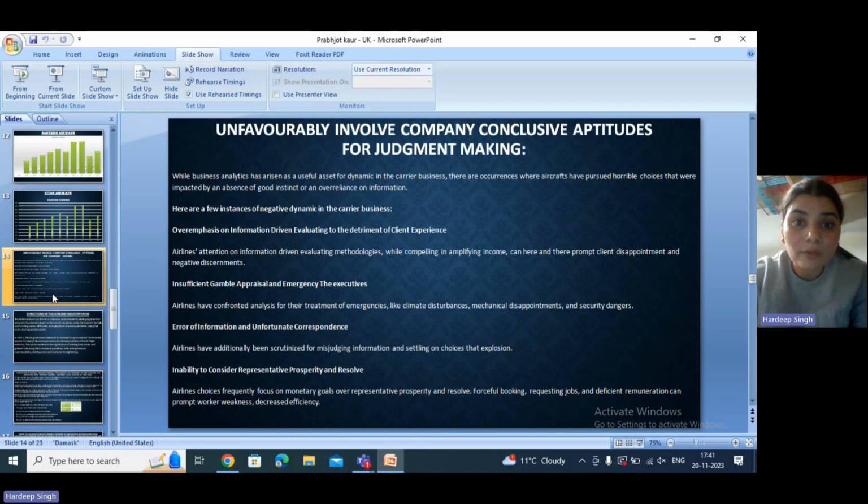Unfavorably, it involves the company's conclusive aptitude for judgment making, while business analytics has arisen as a useful asset for decision making in the aviation business. There are occurrences where airlines have pursued horrible choices that were impacted by absence of good insight or an overreliance on information. Here are a few instances of negative decision making in the aviation business. Over-emphasis on information-driven pricing to the detriment of client experience.